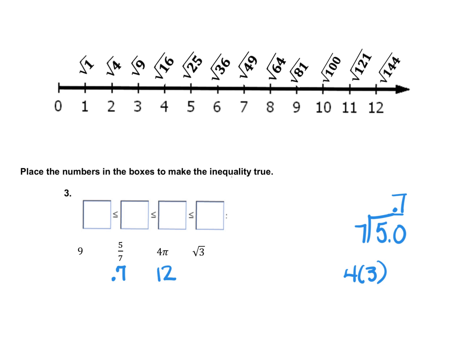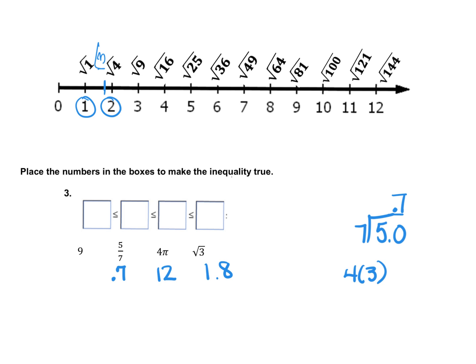And now let's go up here to find out where the square root of 3 would be. All right, the square root of 3 is between 1 and 4. And we notice that it's closer to 4, so that makes it a bigger decimal, maybe a 1.8. Maybe it's a 1.9. We know it's between 1 and 2, and it's closer to 2, so I would say about 1.8.